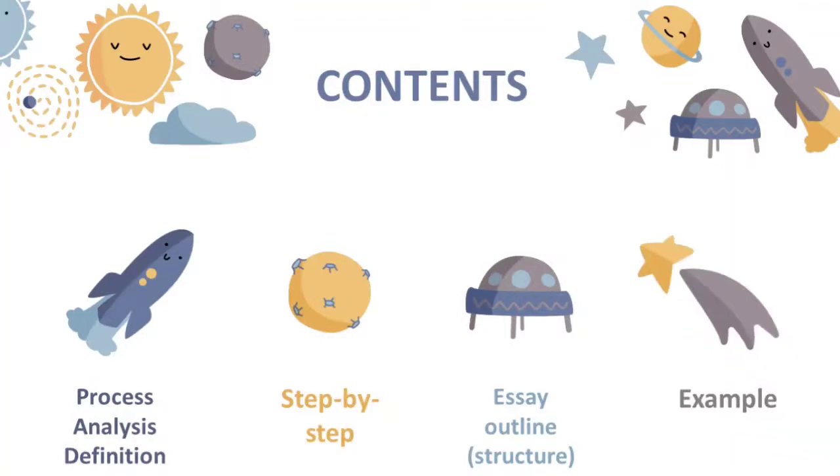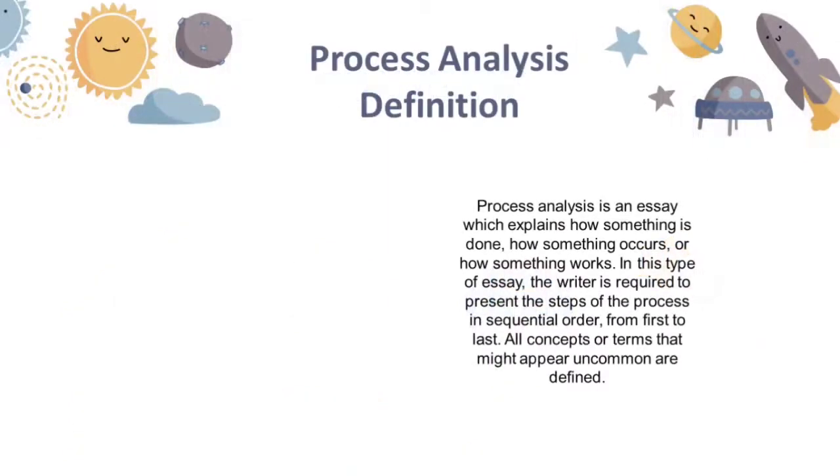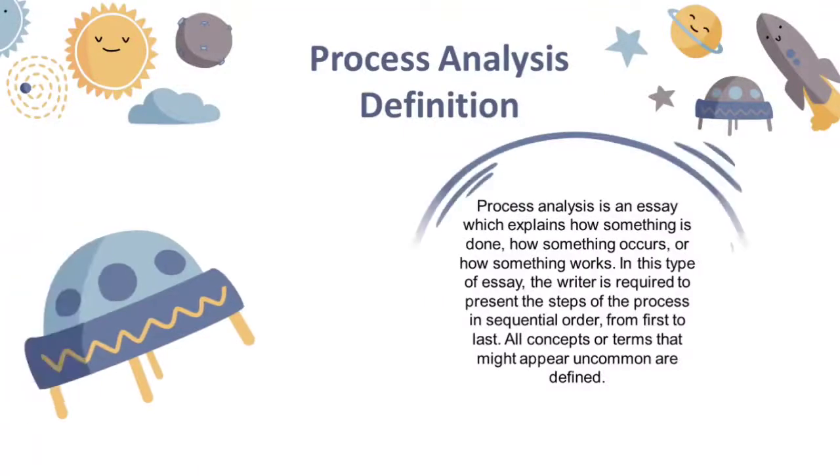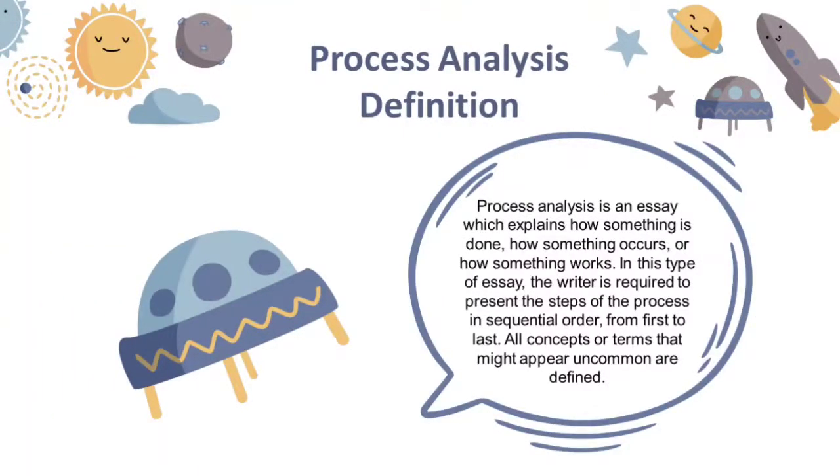Okay, we are going to explain the first contents. Process analysis definition. Process analysis is an essay which explains how something is done, how something occurs, or how something works. In this type of essay, the writer is required to present the steps of the process in sequential order, from first to last. All concepts or terms that might appear uncommon are defined. It looks similar to procedure text, but actually it is different. Because of what? We will explain it after this section.